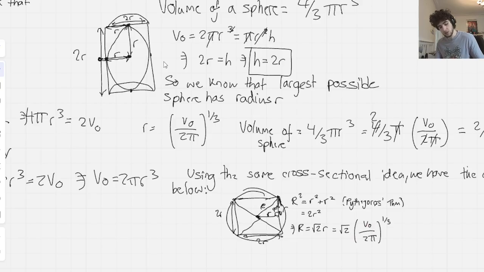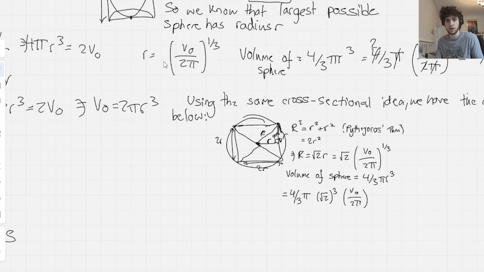So we can calculate the volume of our sphere, since the radius of our sphere is just given by the square root of 2 times r, because the radius of our sphere is the same as the radius of the circular cross-section of our sphere. So the volume of our sphere is equal to 4/3 pi R cubed, and this gives us 4/3 pi times the square root of 2 cubed times v naught divided by 2 pi, since the cube root of v naught over 2 pi, cubed, is just v naught over 2 pi. The square root of 2 cubed is the square root of 2 times square root of 2 times square root of 2. The square root of 2 times square root of 2 is just 2, and so we get 2 root 2.